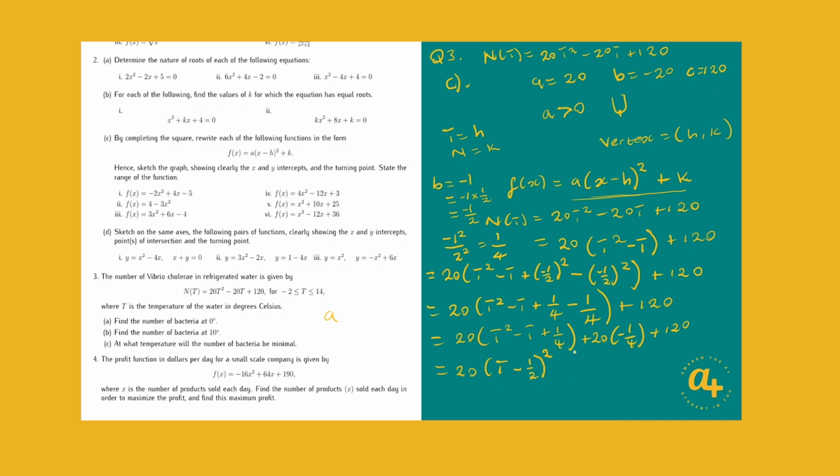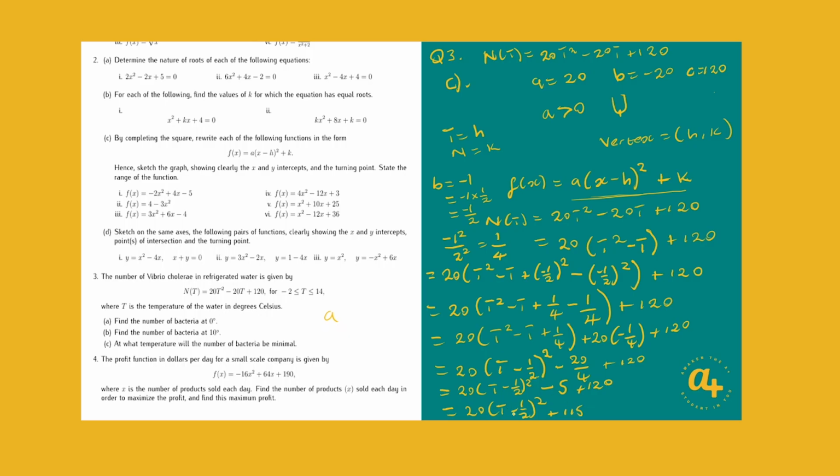Now let's finish simplifying our equation. At this point, we have 20 multiplied by negative 1 over 4. So when we simplify this, it's going to give us negative 20 over 4 plus 120. If we rewrite this further, we're going to have 20 times (t minus half) squared, minus 20 divided by 4, which will give us negative 5, plus 120. Therefore, our final answer in this case will be 20(t minus half) squared, negative 5 plus 120, which is going to give us positive 115. This is our final answer.